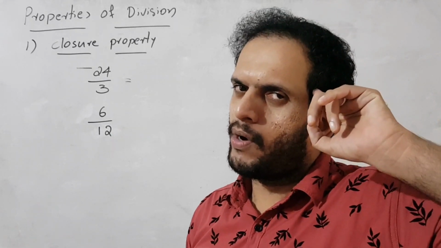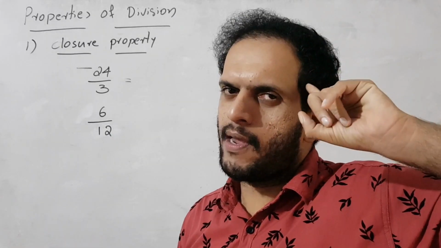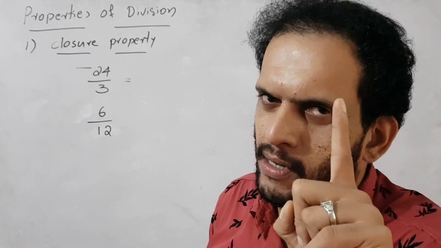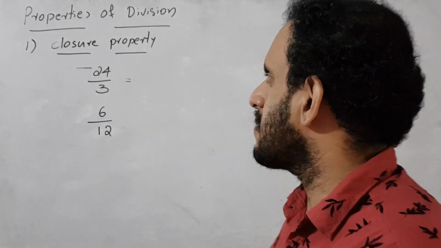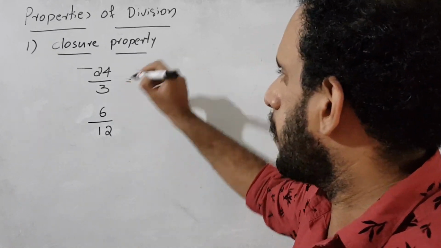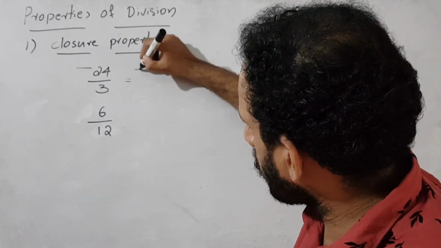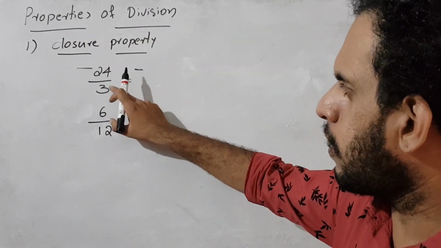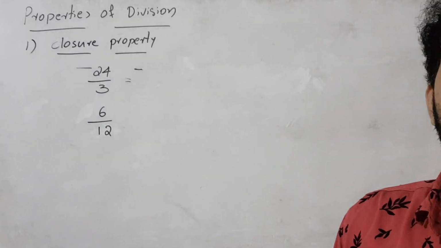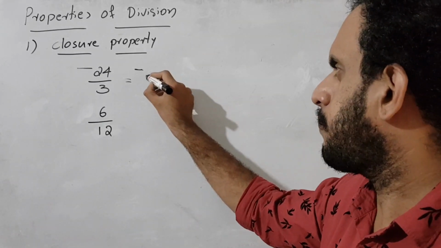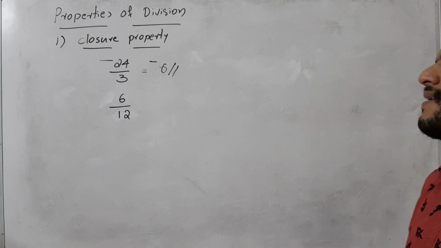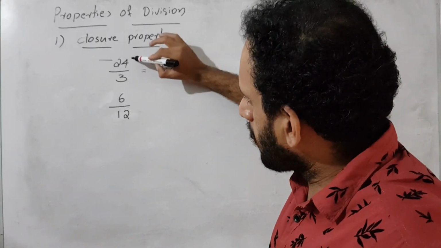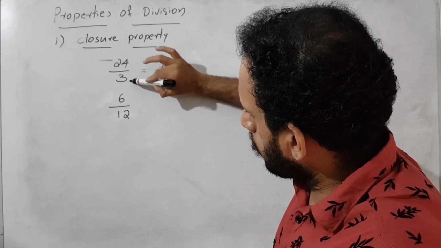To recall the idea, what do we say? We divide one negative and one positive integer, so the answer is negative. Then 24 divided by 3. What is 24 divided by 3? That is 8. So minus 24 divided by 3 is equal to minus 8. Minus 24 is an integer, 3 is an integer.